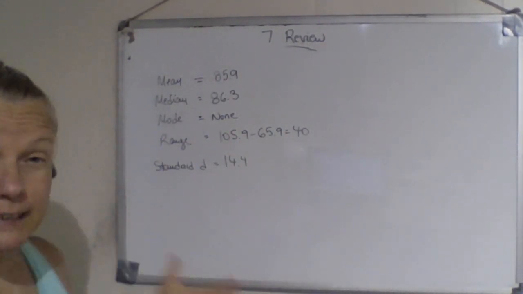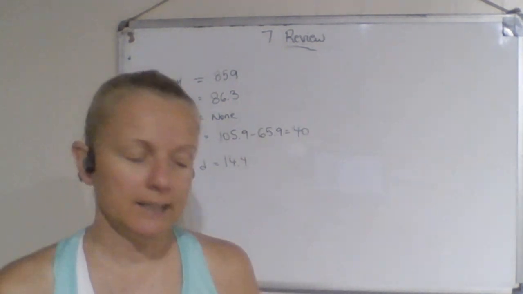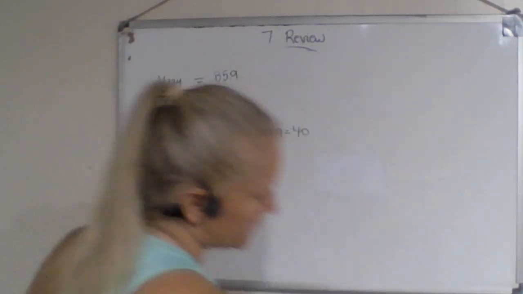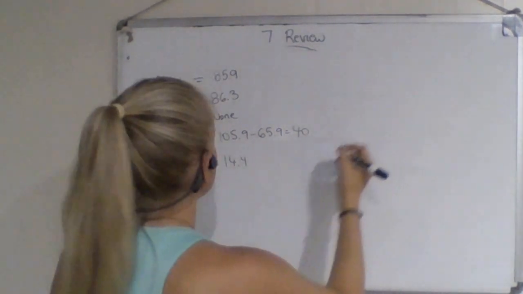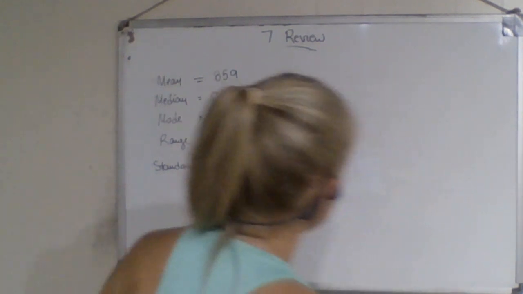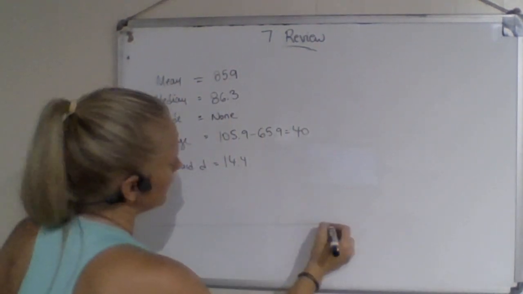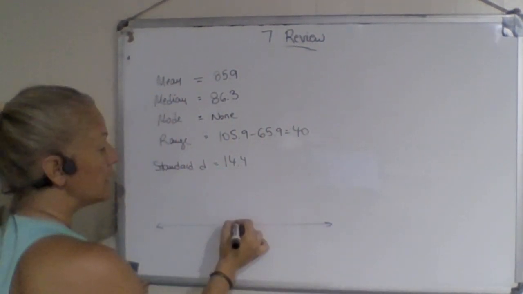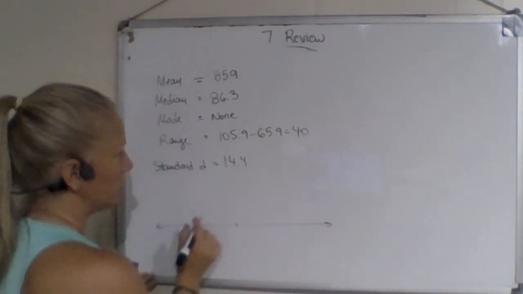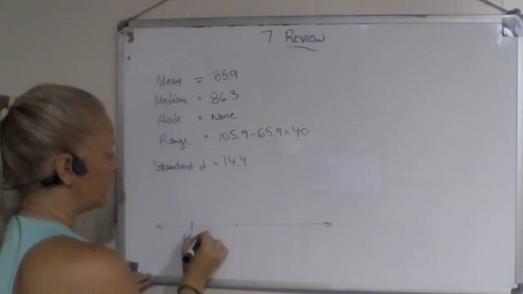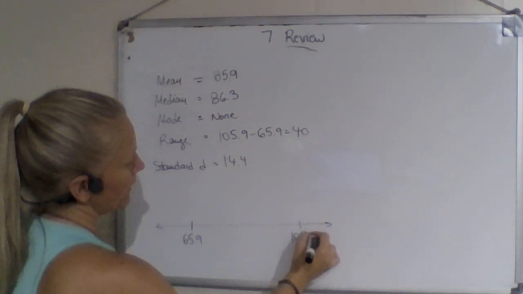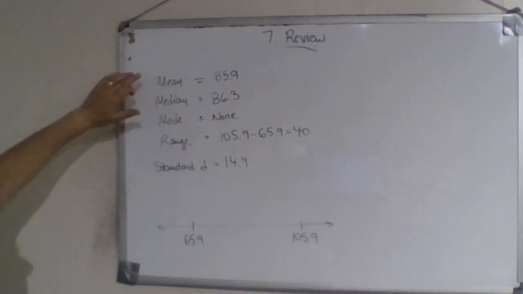So really all of this is more work putting in your listing than it is actually getting stuff out of it. Now, if I need to do a box and whisker plot, which you will have to do, we're going to use our calculator again. We're going to start with the minimum, which is 65.9, and then the maximum is 105.9. Then I'm going to plot my median.